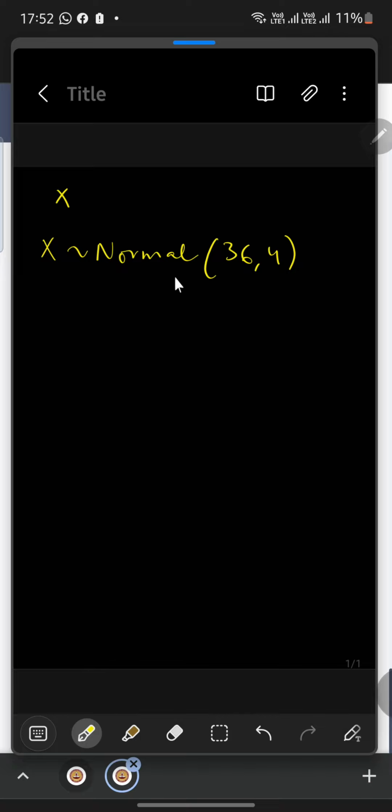Now from this, let me rewrite. Mean is 36 and standard deviation is 2. Perfect. So there are samples x1, x2 up to x30 for 30 vehicles, and these are IID, independent and identically distributed, right? So they told us to find the probability of the mean speed.